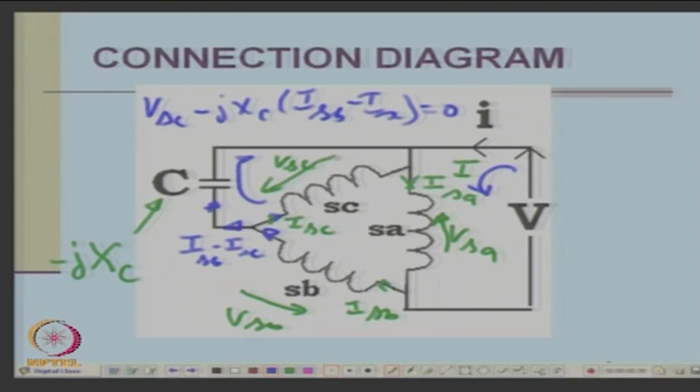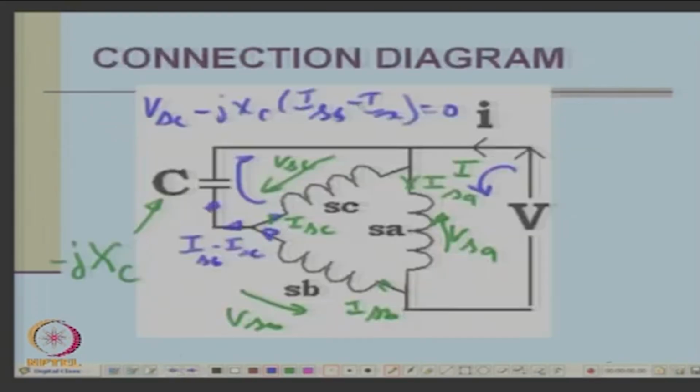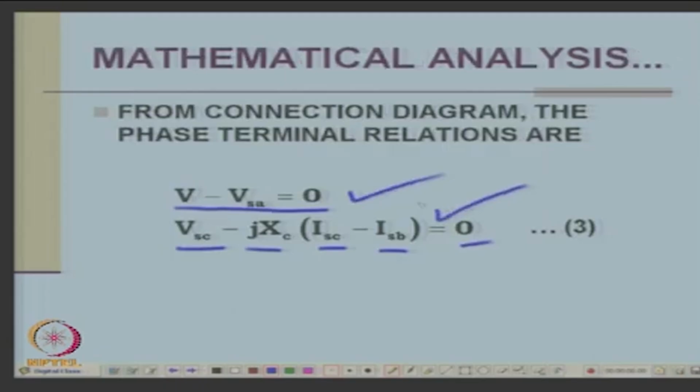Now, we take this loop, this is the VSC, because this direction is correct, VSC minus this loop, okay. I think, but then I think because this is minus JXC, I think it is ISC minus ISB is 0, that is correct actually. ISC minus ISB, okay, because we have put a minus JXC here, right. So, that is correct. So, both the equations are correct, okay.